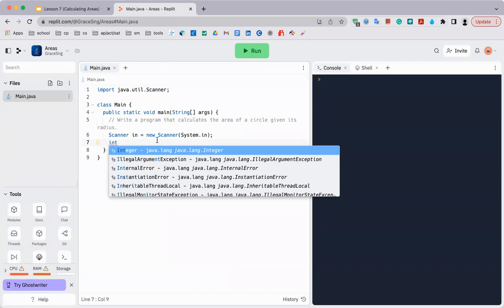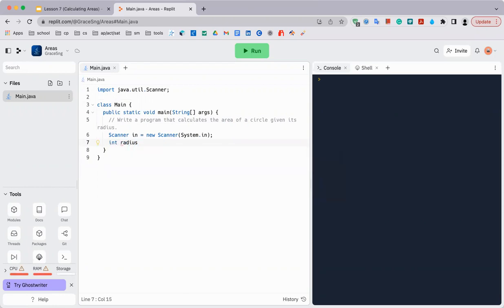Now, of course, you can also let it be a double if you want the radius to also be decimal numbers. But let's stick with integers first for now. So I'm just going to call it radius, or you can call it r, as people usually say in math. And here I'm reading in the next integer.